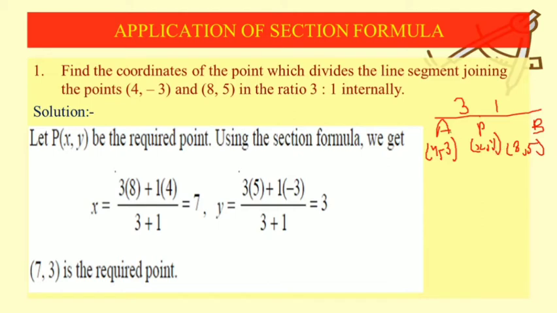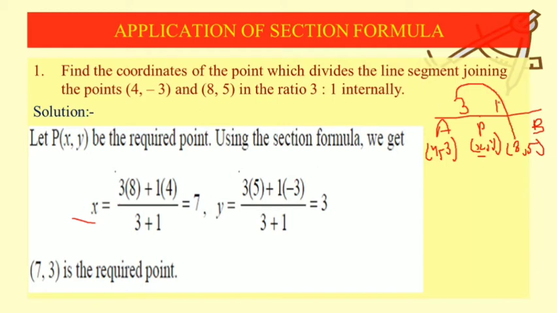So let me use the formula. We know the ratio, we know x1 y1, x2 y2. So for x, if suppose we are taking the left side part of the ratio, then we will take the right side x coordinate, means 3 into 8, this one.